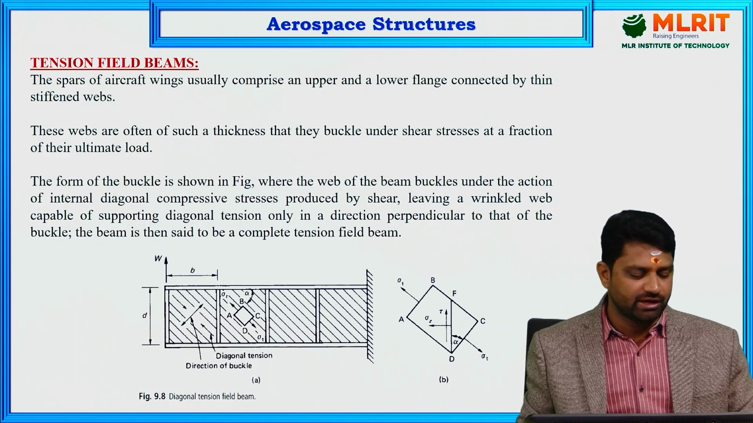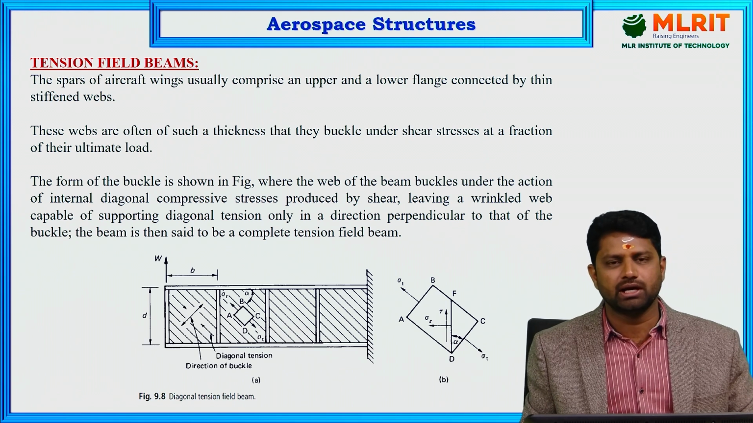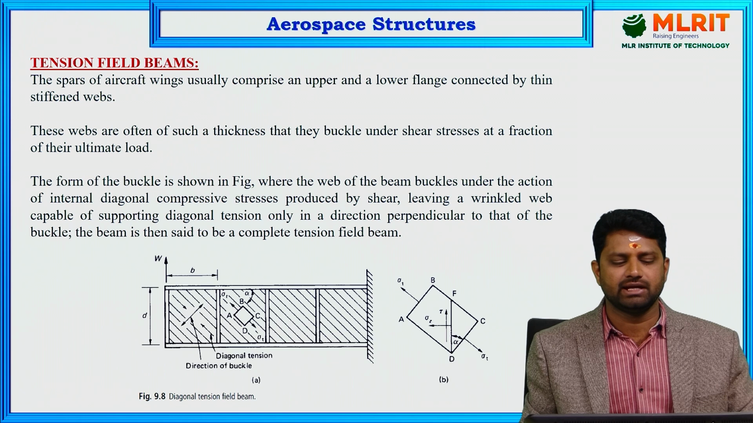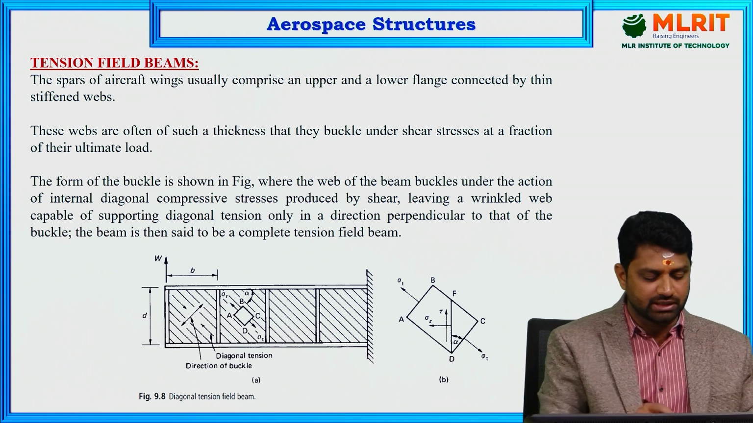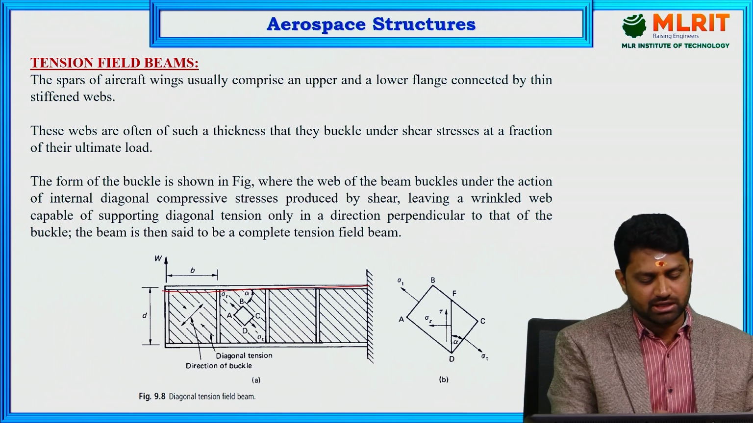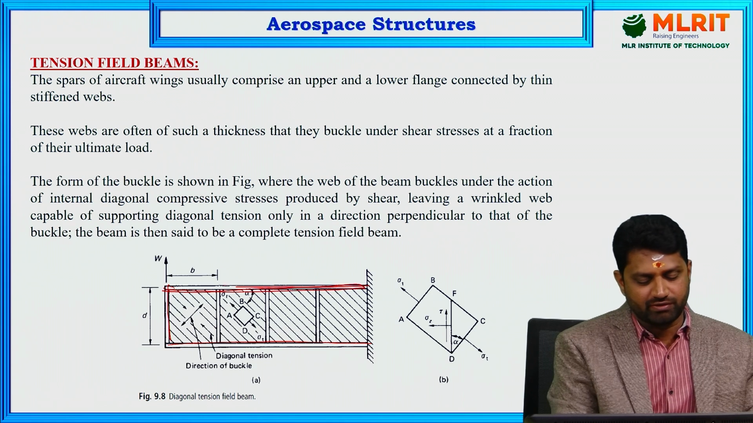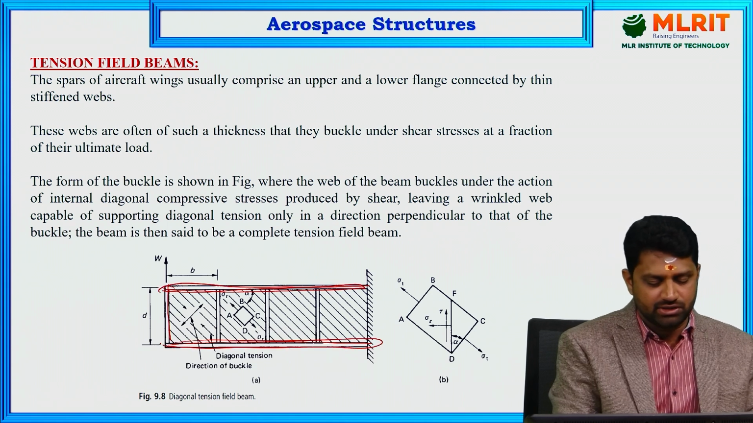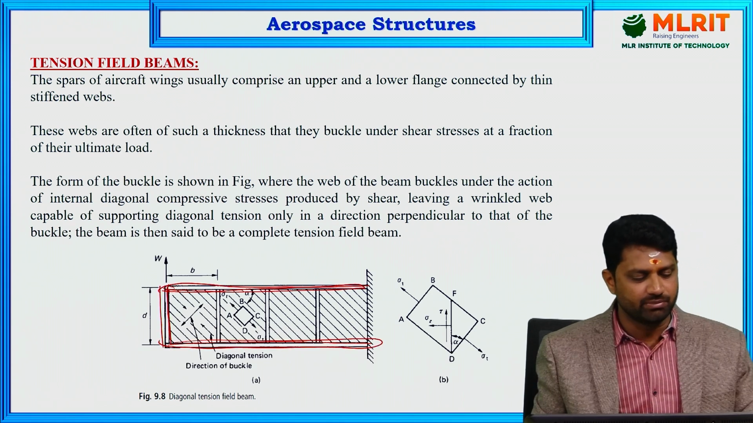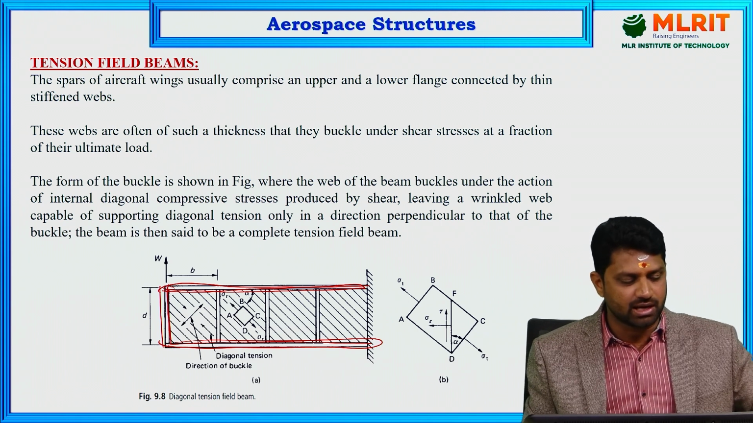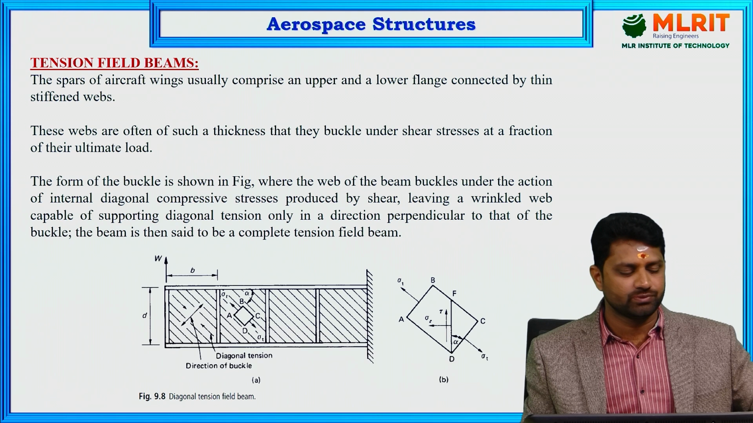So, tension field beams. We discussed the spars of aircraft wings. Usually they comprise an upper flange and a lower flange, connected by a thin web. This is a spar cross section, which you can see here, consisting of one upper flange and one lower flange, usually connected by a thin web. This configuration is called a spar.